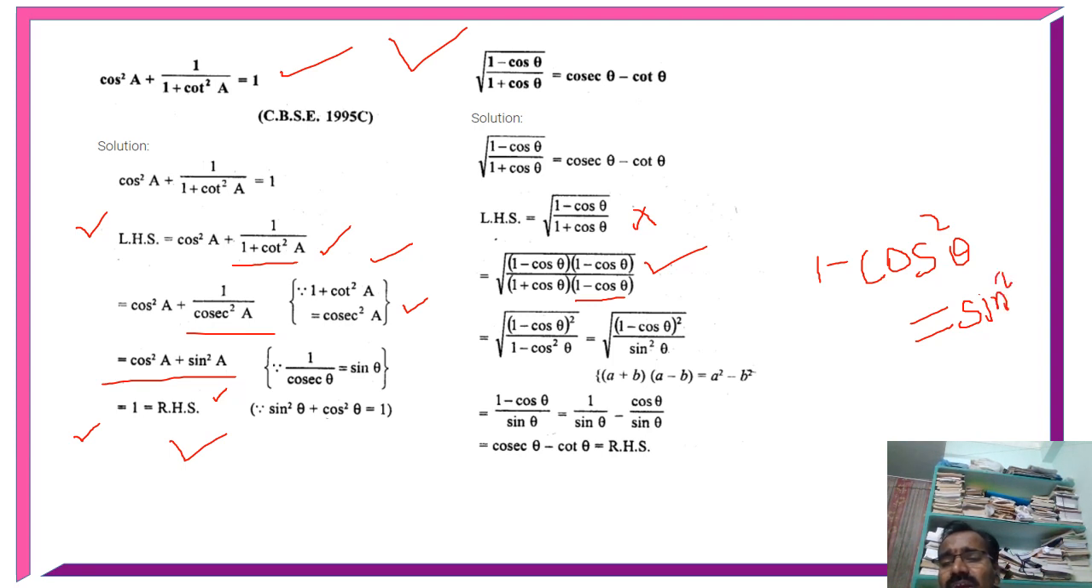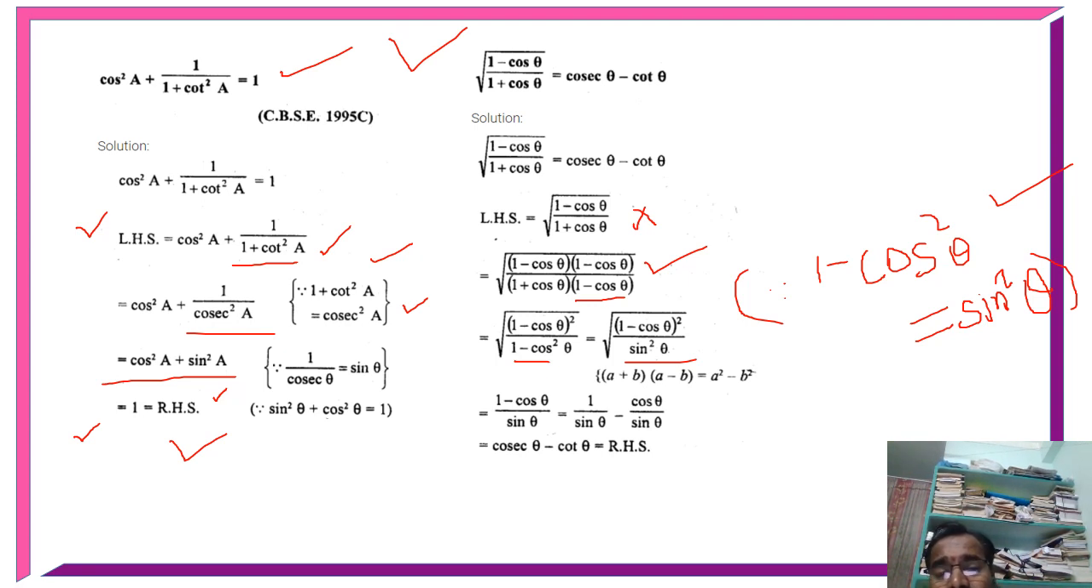By using the first identity, we wrote 1 minus cos square theta as sin square theta. So instead of 1 minus cos square theta, we wrote sin square theta from the first identity. After that, remove the square root, since the square belongs to sin square theta, and 1 minus cos theta whole square over sin square theta. The square and square root cancel, giving 1 minus cos theta by sin theta.